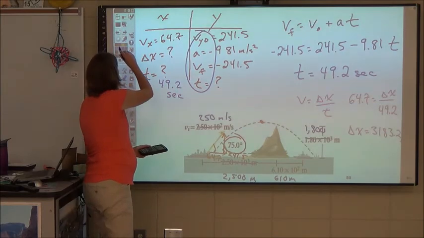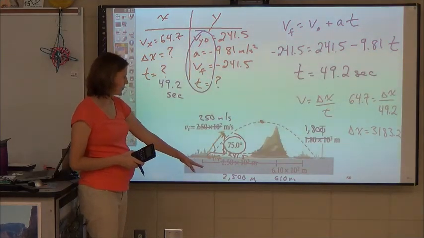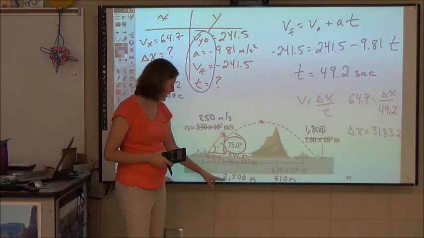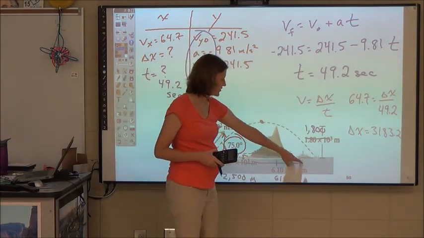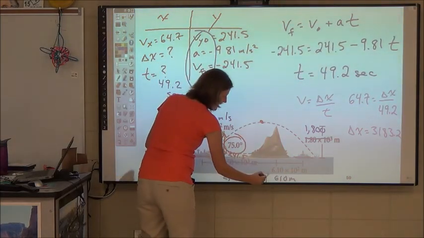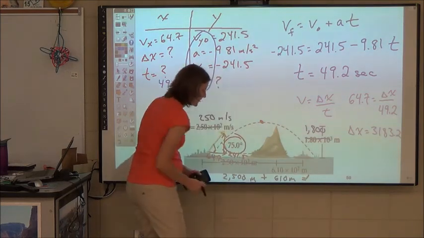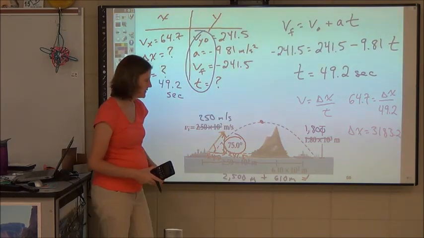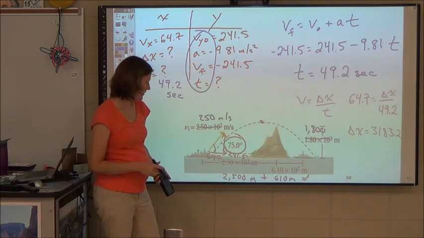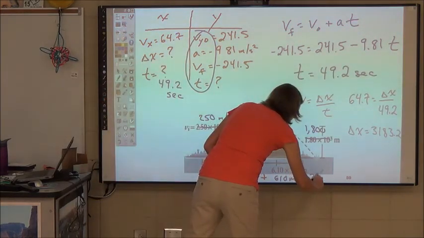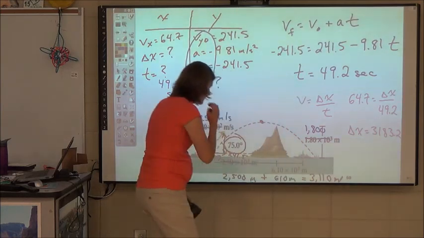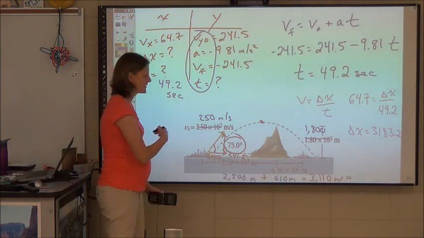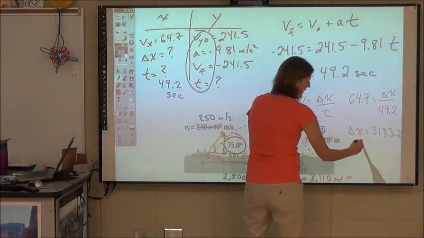And I just wanted to compare that to where the ship is, which looks like it's pretty close. The ship was 2,500 meters plus an additional 610 meters. So if I just add those two up, again, 2,500 to the mountain plus another 610, the ship gives me 3,110 meters. So that's how far away the ship is. This is how far away the missile actually goes.